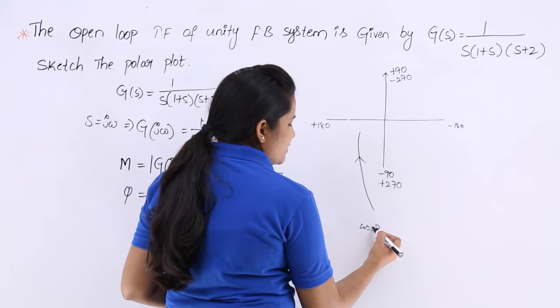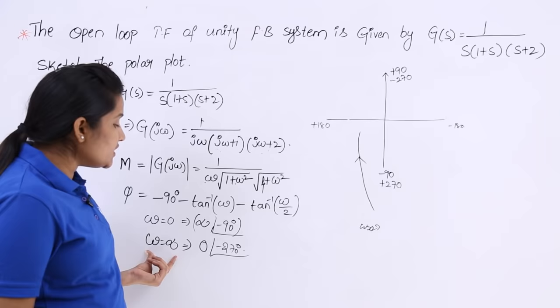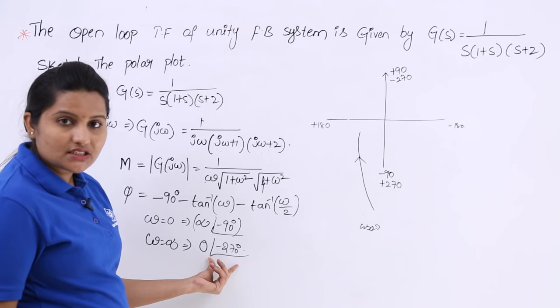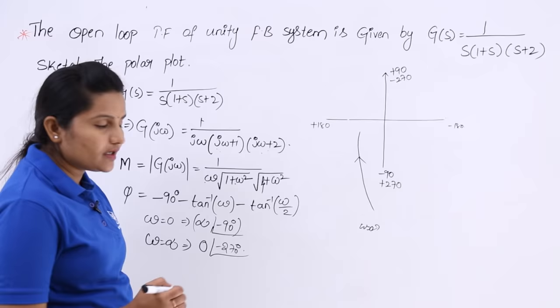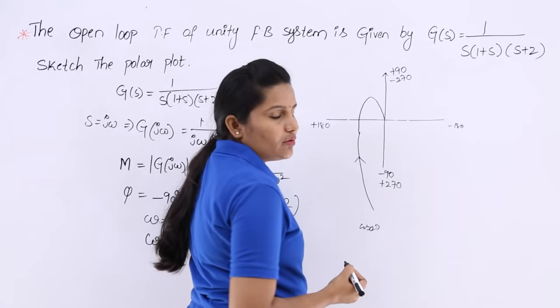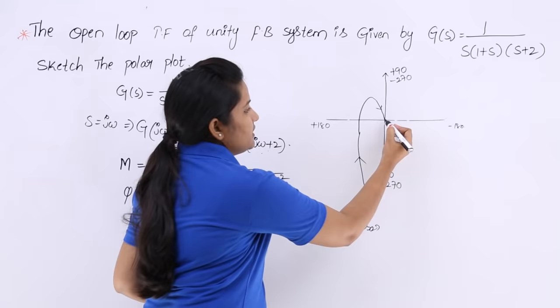And at omega equal to infinity, here it will touch minus 270 degrees at 0. So, definitely it became 0 at 270 degrees, which means there the frequency is omega equal to infinity. So, that means it will touch 270 degrees at 0. You can see here at 0.